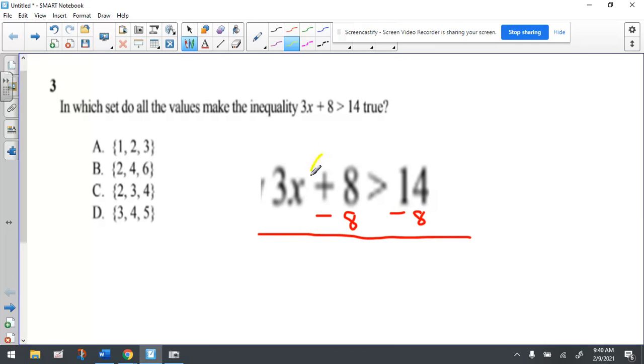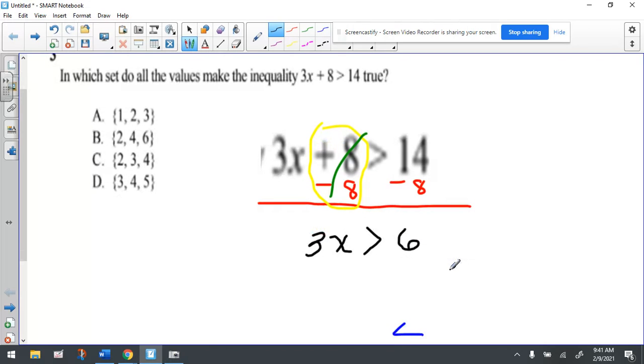All right, so everything in this yellow circle will cancel out. Some people like to put a line through it. Let's copy down what we have left, which is the 3x, and carefully copy the symbol here. We have the greater than symbol, and then we'll carefully subtract 14 minus 8 and get 6.